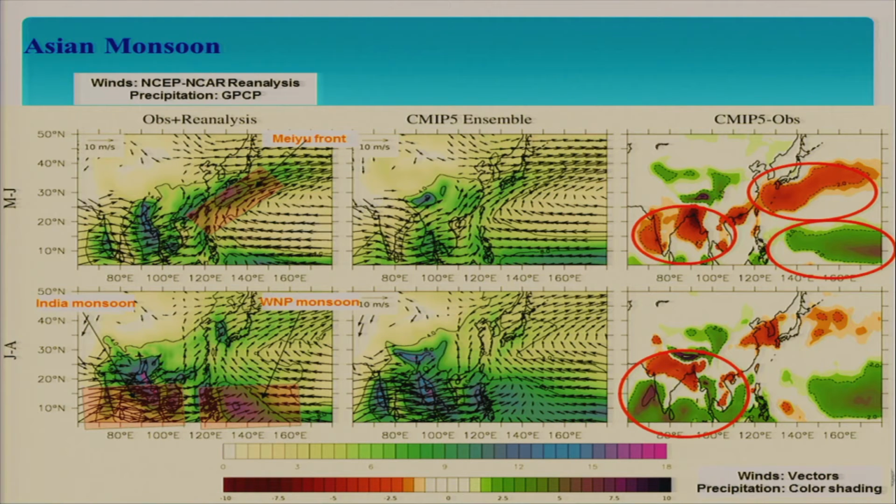So in May and June, this is the season for Meiyu. This is the difference between the semi-5 example and observation. So you can see the difference in this, the model cannot really reproduce the precipitation quite well in these three regions. And in June, July, and August, in the Indian monsoon region and Western North Pacific monsoon region, the model cannot simulate the precipitation quite well. So we will focus on these three regions in the following discussion.